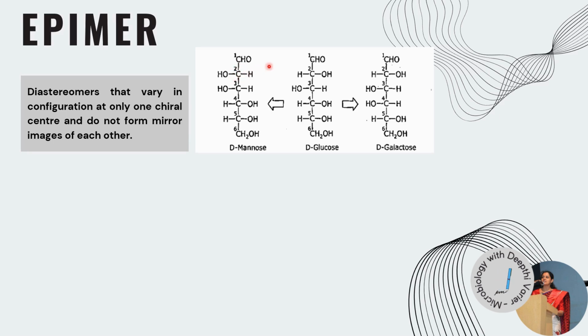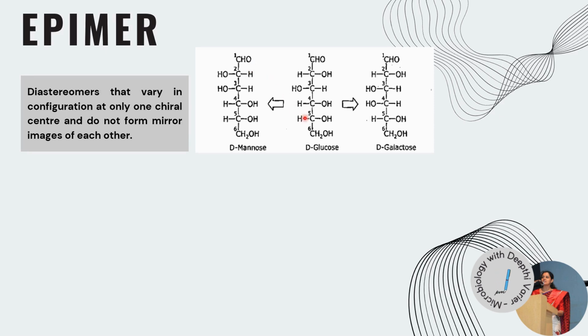We always start numbering the molecule at the functional group, which is the aldehyde group over here, and then this is the second carbon. If you look at the second carbon between mannose and glucose, the H and OH, the hydroxyl group and the hydrogen, have been interchanged at the second carbon. So we can say that mannose and glucose are epimers of each other, or C2 epimers of each other. Why C2? Because they differ at the second carbon.